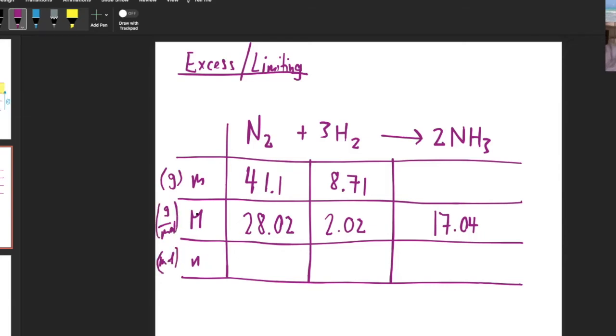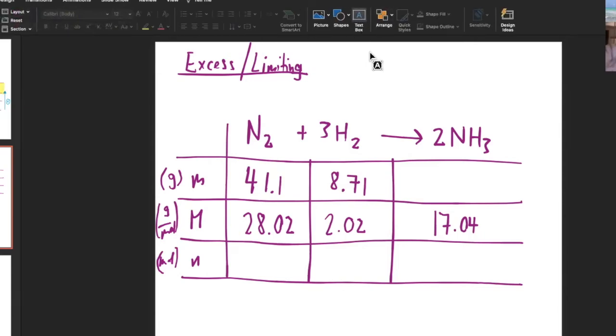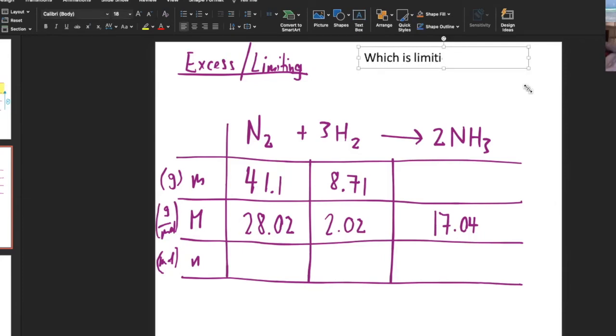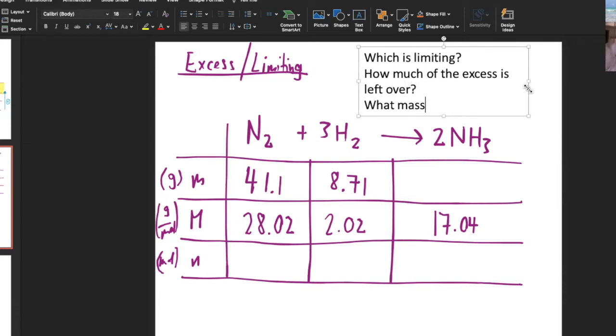So we're going to find out three things, actually. I want to know which is limiting, how much is left over of the other one, so the excess, and what mass of ammonia could theoretically be produced.